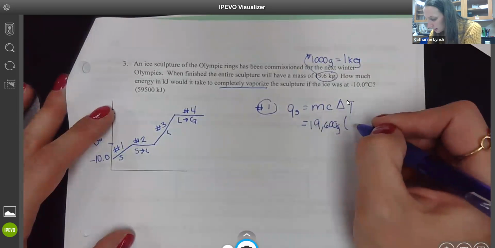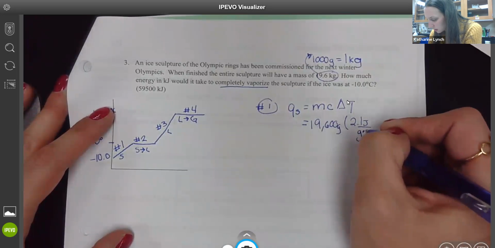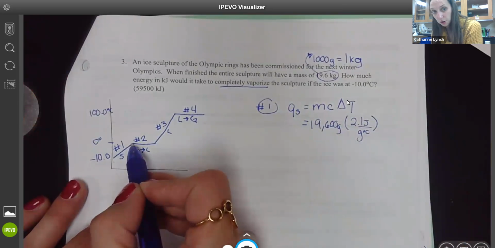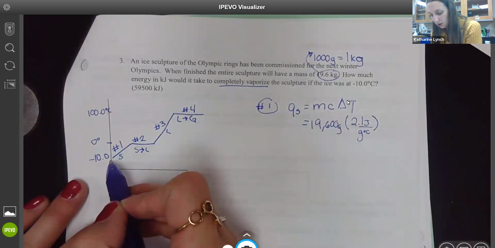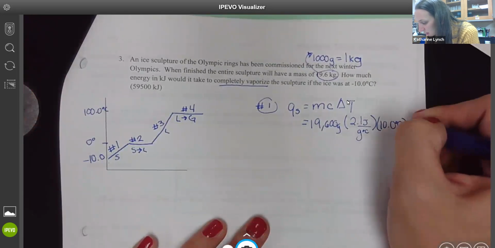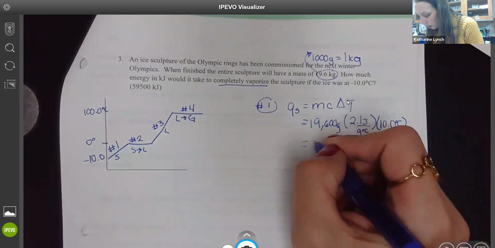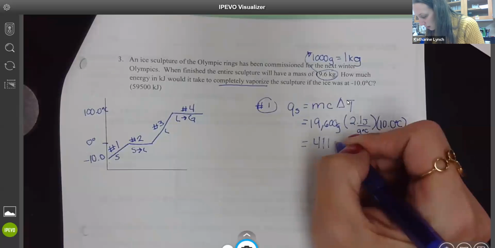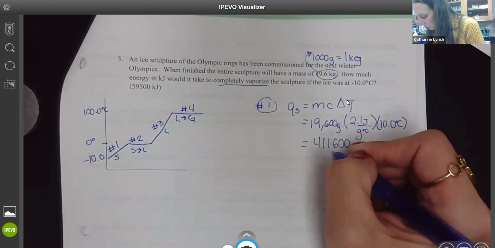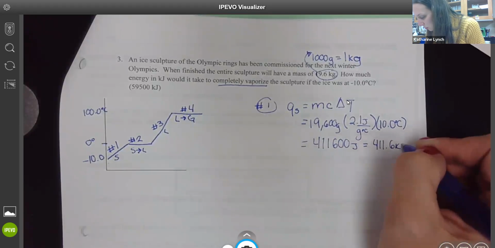My specific heat of ice on the previous page is 2.1 joules per gram degree Celsius. And my change in temperature is T final 0 degrees minus T initial -10 degrees, so my change in temperature is 10 degrees Celsius for this section. When I multiply that through, I end up with 411,600 joules, or moving my decimal place over 3 places to the left, 411.6 kilojoules.